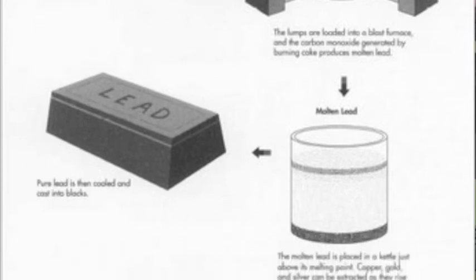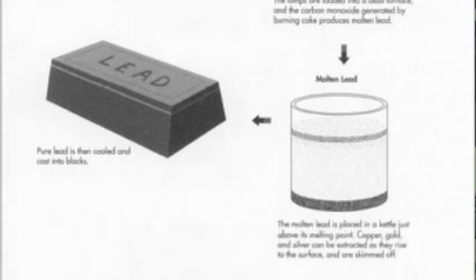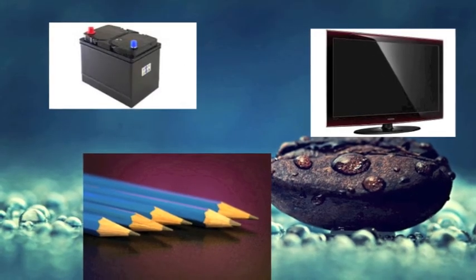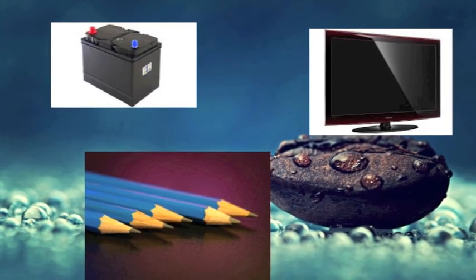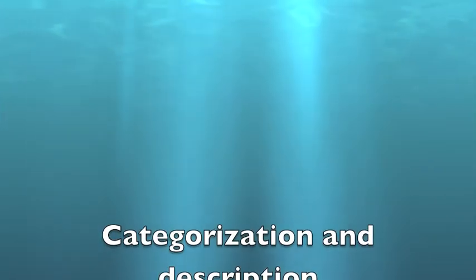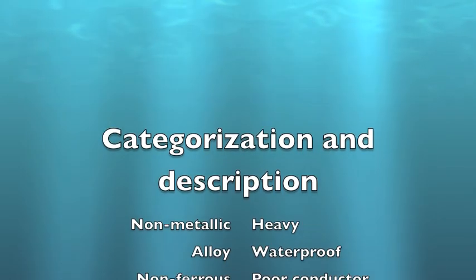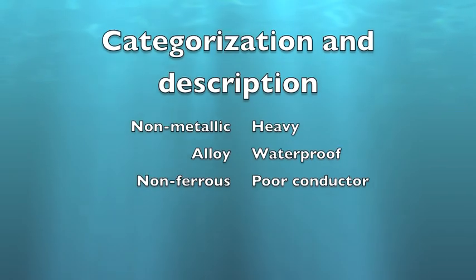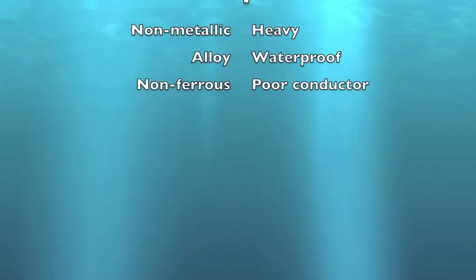to put it in alloys weighing 1 ton, to use it in other manufacturing uses such as batteries, fishing tools, pencils, and screens of computers and TVs. Lead is a non-metallic alloy, non-ferrous, and it is heavyweight, and it is resistive to corrosion, waterproof, and has low conductivity to electricity.